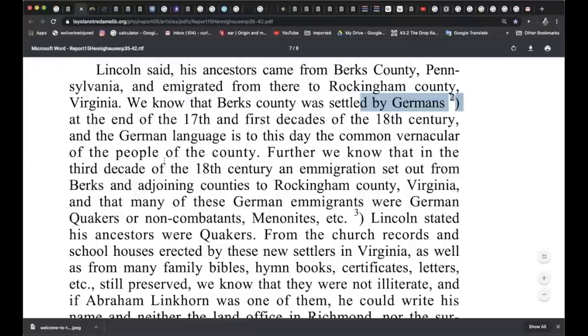Further, we know that in the third decade of the 18th century, an emigration set out from Berks and adjoining counties to Rockingham County, Virginia, and that many of these German immigrants were German Quakers or non-combatant Mennonites. All right, we're going to get into all these people in the future, in my next video dealing with indentured servitude. Mennonites, all these people are Quakers, basically a type of Protestant, and these were mostly indentured servants.